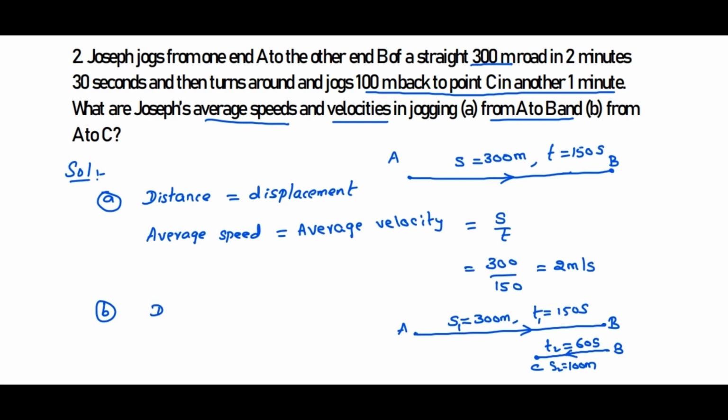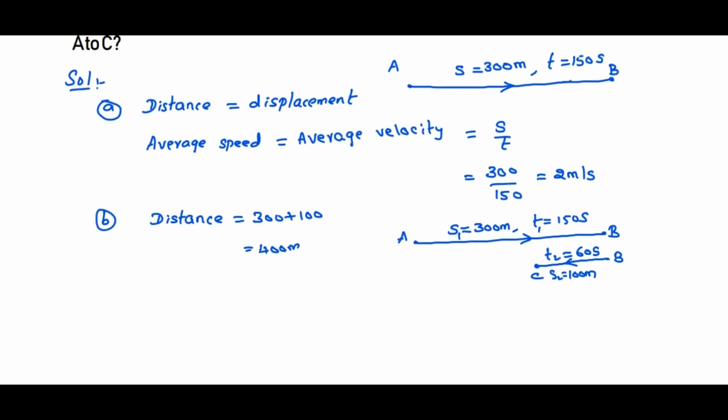In this case, distance traveled in the case 2 is equal to 300 meter plus 100 meter. That is nothing but 400 meter distance traveled. In this case, total time taken will be 150 seconds plus 60, that is 210 seconds. Time taken will be 210 seconds.